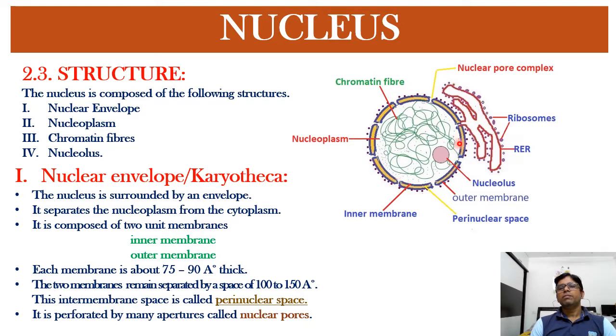This space, which appears in yellow color in the picture, is called perinuclear space. And you can see the small apertures present in the nuclear envelope. These apertures are called nuclear pores or nuclear pore complexes. Ultrastructure of the nuclear pore complexes will be discussed in the next video.